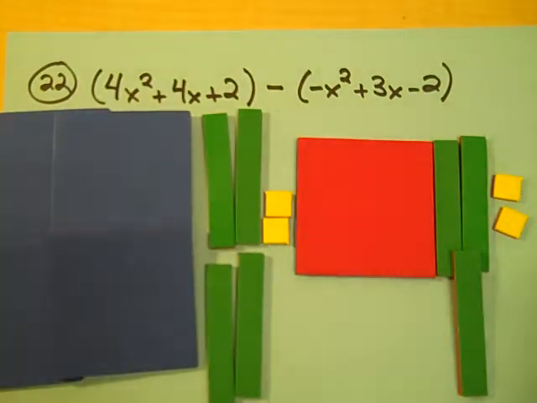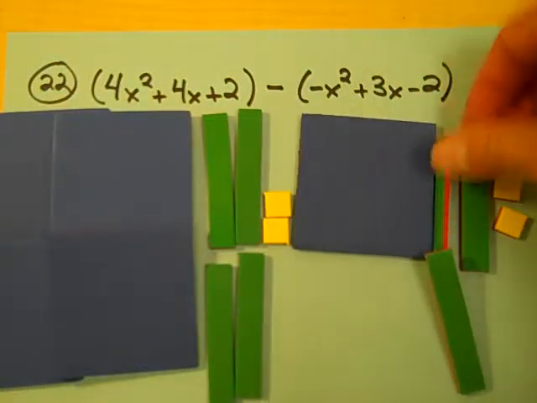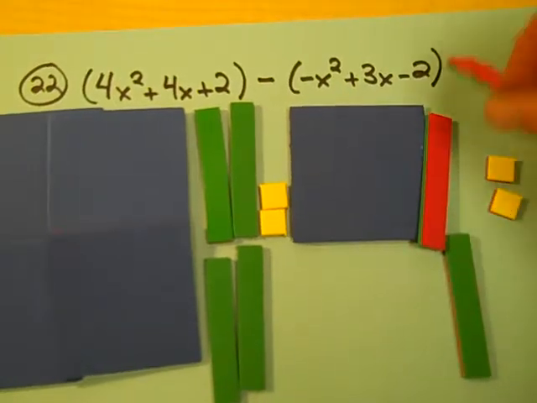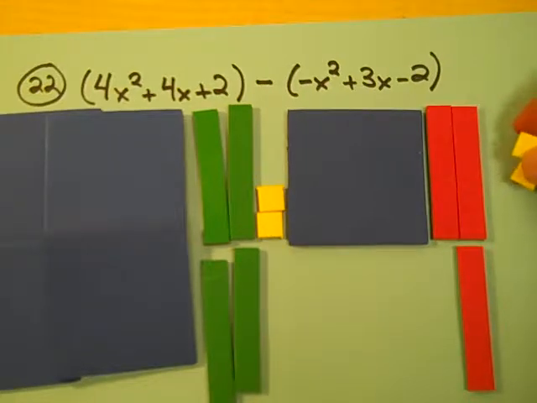So I've modeled those, but since this is a subtraction problem, I've got to flip over everything. We're going to add the opposite, so that's going to become positive. These will all become negatives, and these will become negatives.